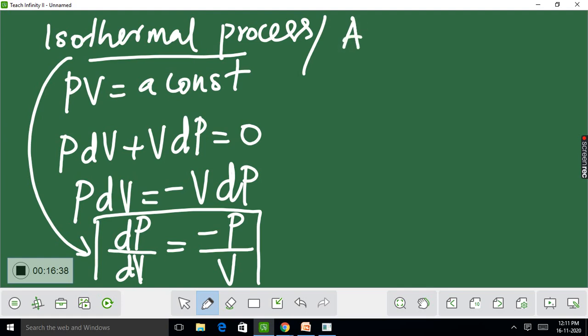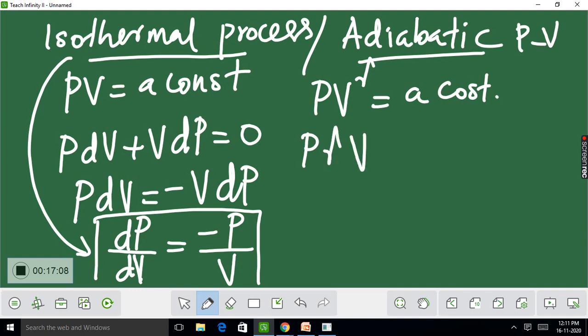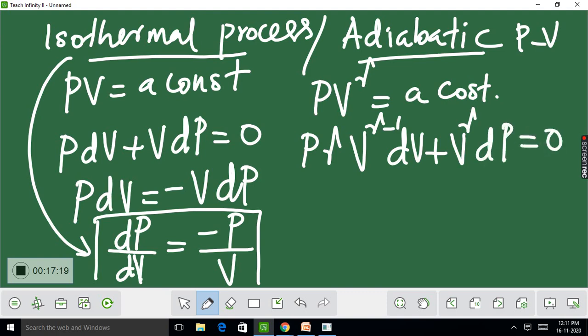Now we have adiabatic process. What about adiabatic PV diagram? The equation for adiabatic process is PV raised to gamma equal to a constant. Taking differential on both sides, we get P into gamma times V raised to gamma minus 1 dV plus V raised to gamma dP equal to 0.